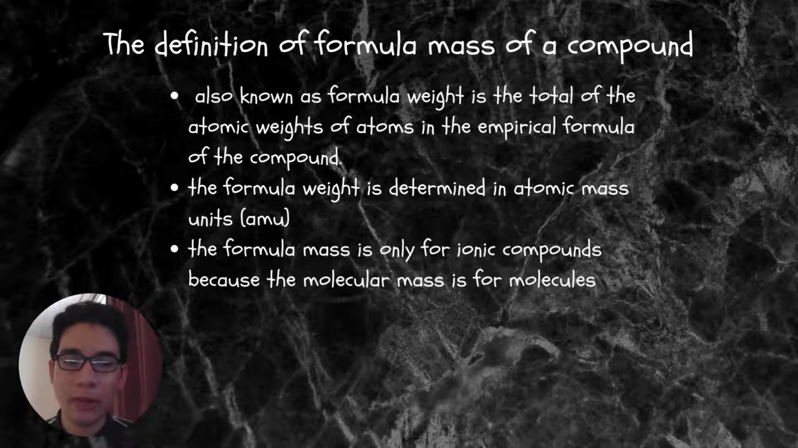So the formula weight is determined in atomic mass units, or AMU for short. The formula mass is only for ionic compounds because the molecular mass is for molecules. Although the formula mass applies to molecules also, it's more specialized to ionic compounds because, as it's stated here, molecular mass is for molecules. So it doesn't make sense to have two terms referring to a molecule. The formula mass is for ionic compounds, which are basically ions, and for molecules it is molecular mass. That's why you will see on the internet that formula mass refers to ions and molecules, but it's more specialized to ionic compounds.